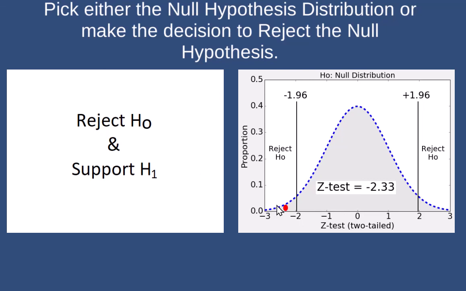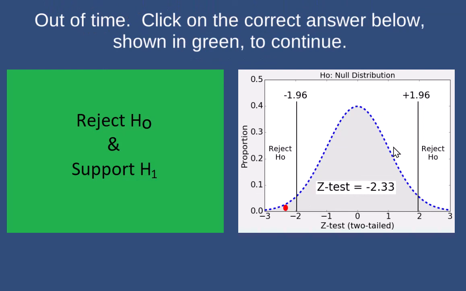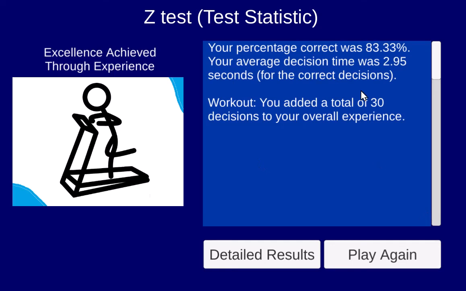Negative 2.33, we're going to reject because it is far away from where this model predicted it should be. So we're not going to keep this model, we'll reject it, and we'll come up with some new model, right? Some new hypothesis. All right, so in this case, the percentage correct was 83.33. Average decision time was 2.95.